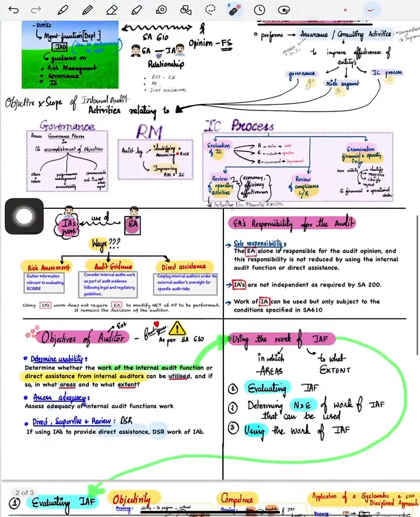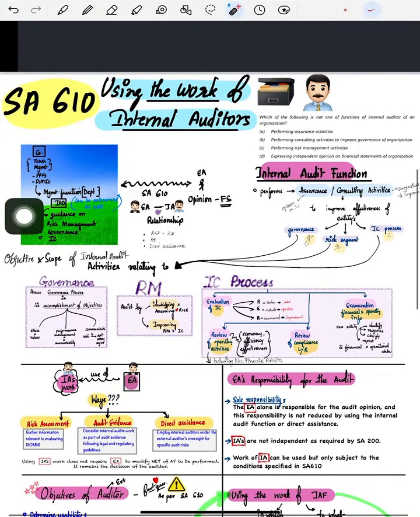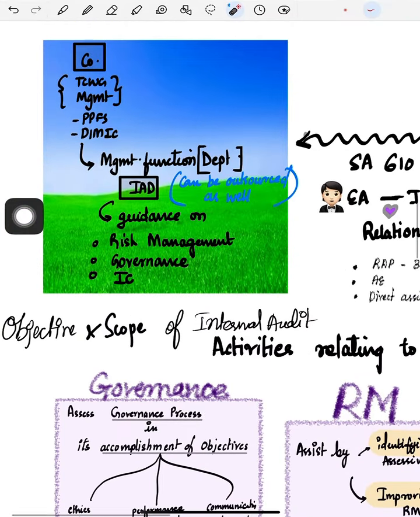Okay, so now let us start with SA 610, using the work of internal auditors. This standard deals with using the work of the internal audit function, or basically the internal audit department. Before getting into the main SA, let us understand what this internal audit function is.